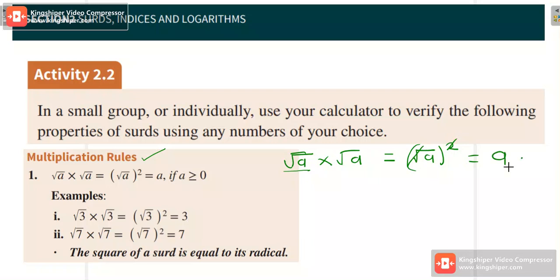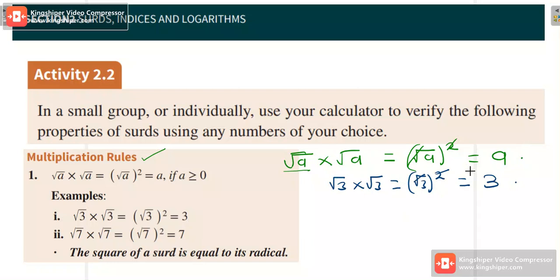An example is root of 3 times root of 3. That must give me root of 3 all squared. And the square root has to cancel the square. So the result is 3.